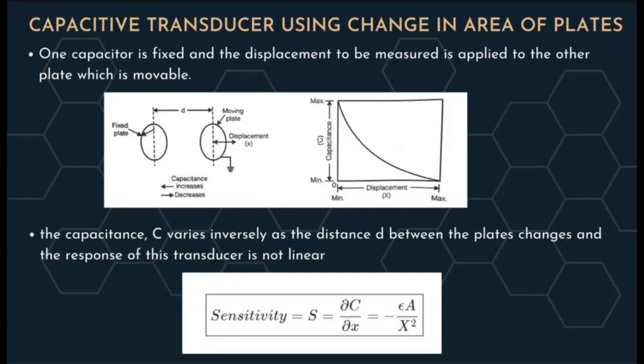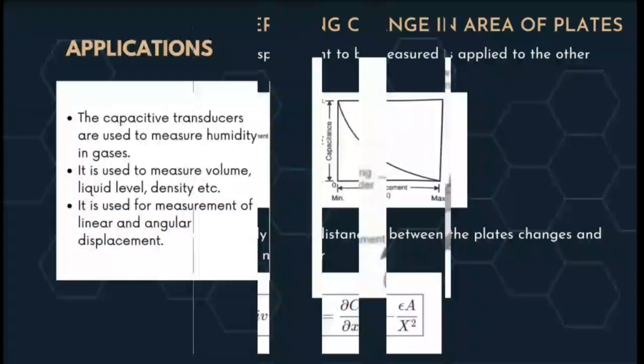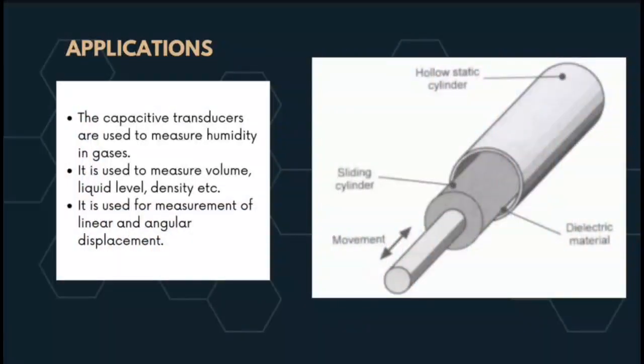One plate is fixed, and the displacement to be measured is applied to the other plate, which is movable. The capacitance C varies inversely as the distance D between the plates changes, and the response of this transducer is not linear. Application of capacitive transducer. A capacitive transducer can be used for the measurement of force and pressure. The force and pressure to be measured are first converted to displacement, which causes a change of capacitance.